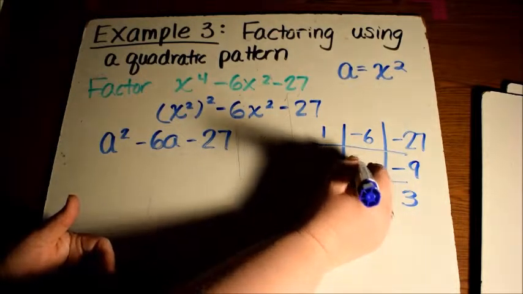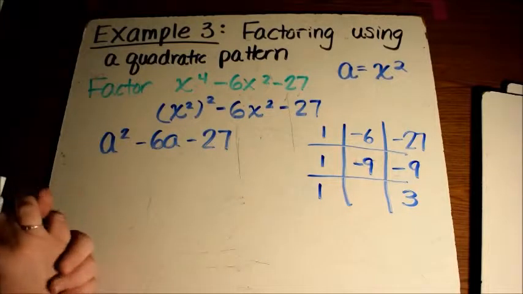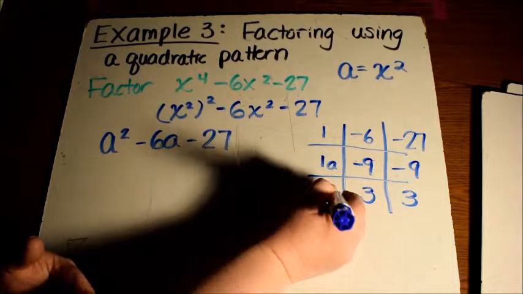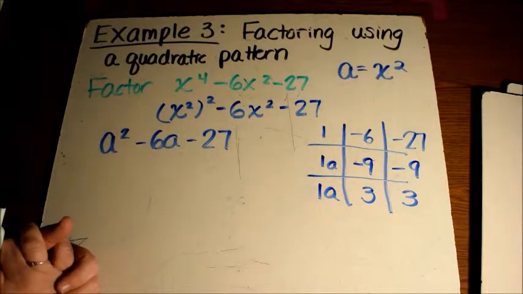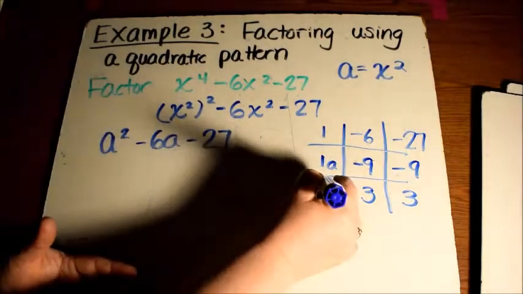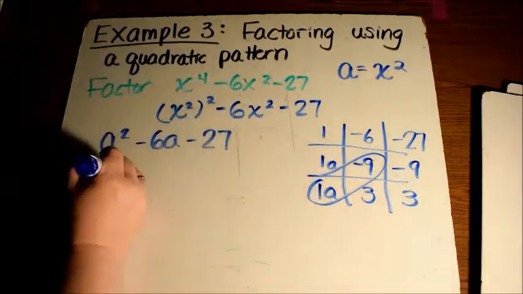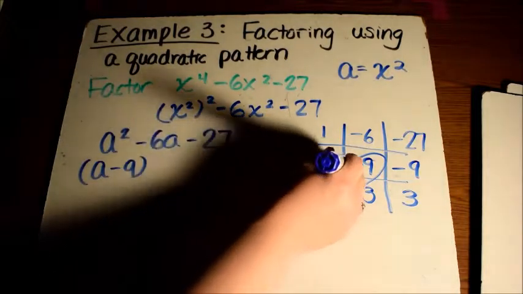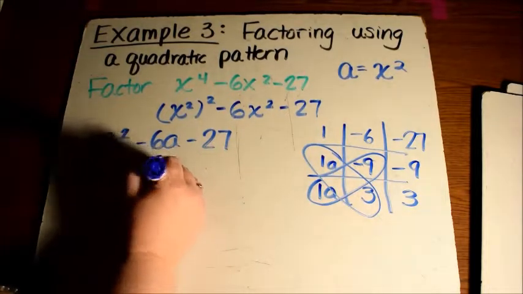1 times what is negative 9? Well, that's negative 9. 1 times what is 3? That's 3. And in this case, our variable was a. So I can split this up into a minus 9 and a plus 3.